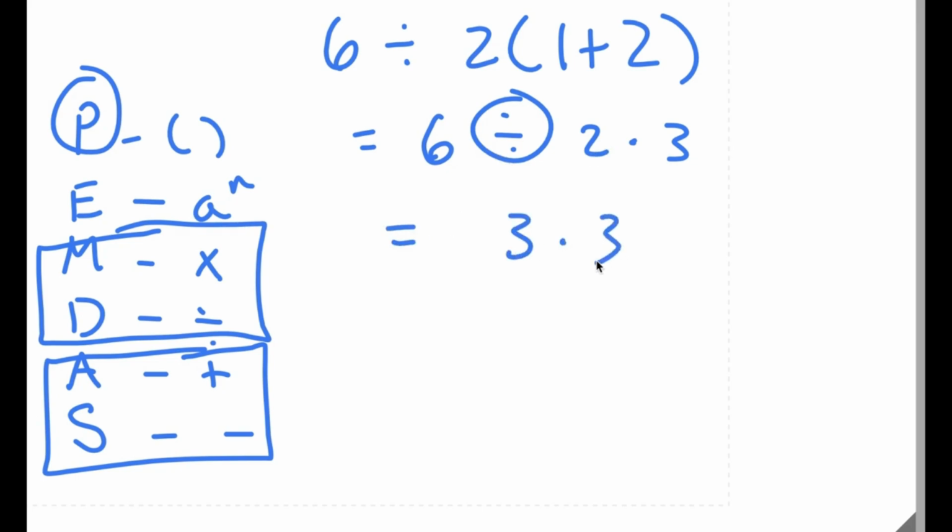Now I have 3 times 3, and all we have left is multiplication. 3 times 3 is 9. So 9 here would be our answer.